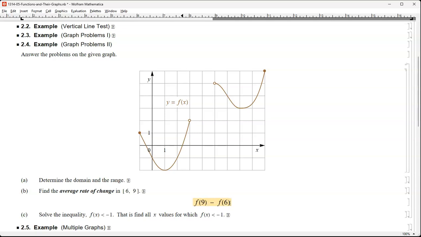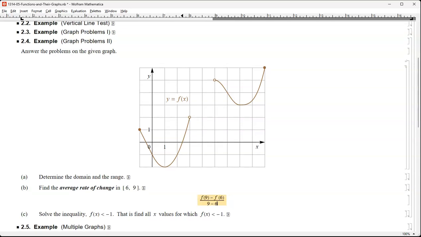Okay, let me try again. Divided by 9 minus 6. That's the average rate of change. And of course, average rate of change for 6, 9 as a matter of fact.